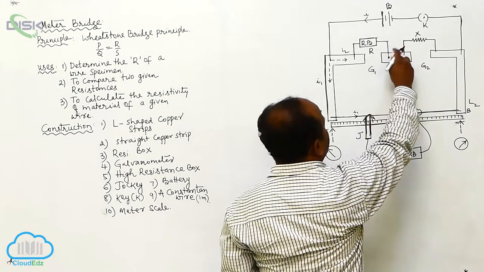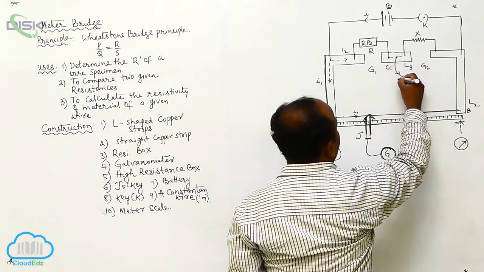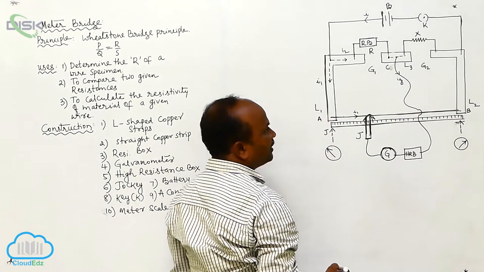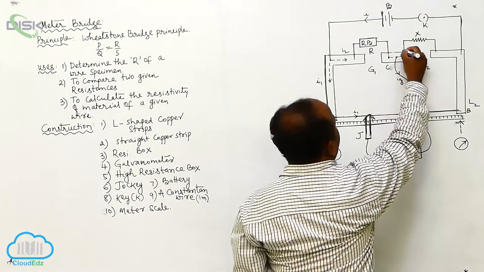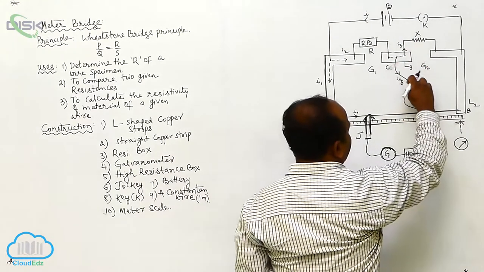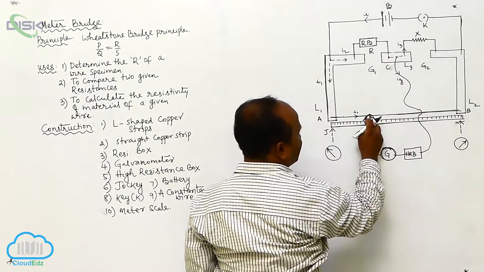I2 current once again splits here, as IG, right? Now that is as I3. Now, IG current is passing through the galvanometer, right?